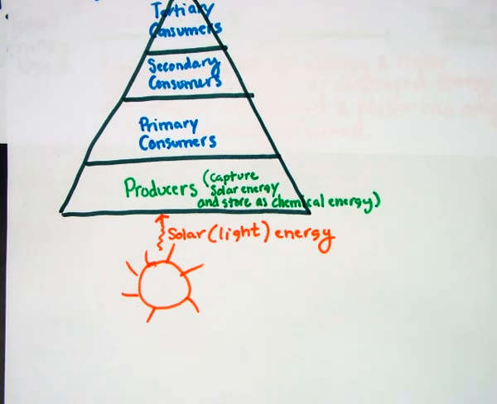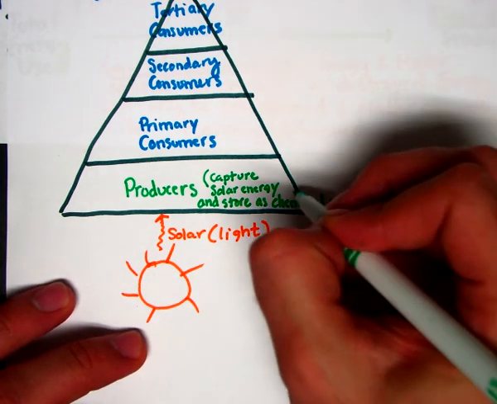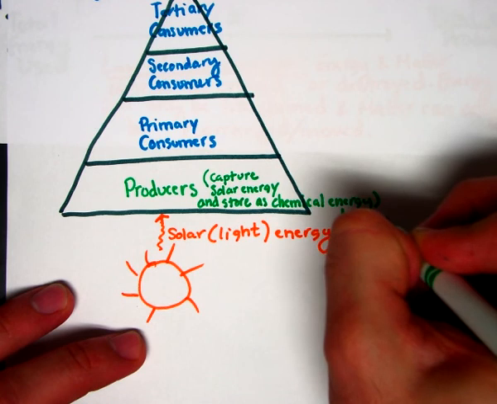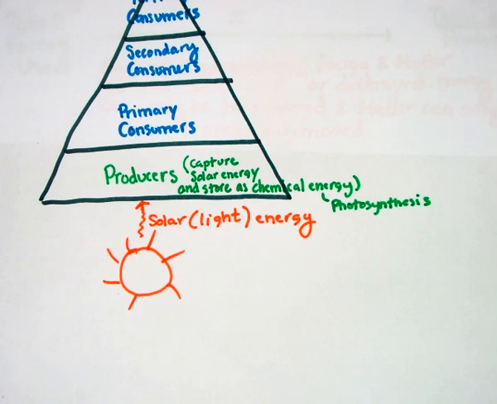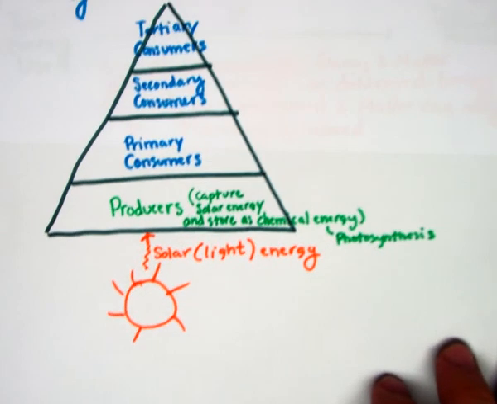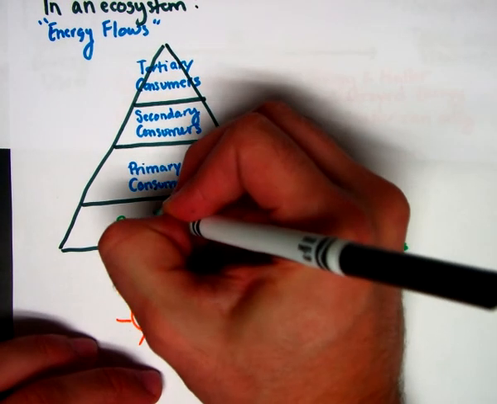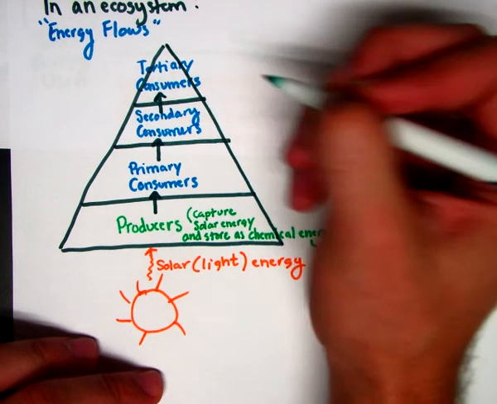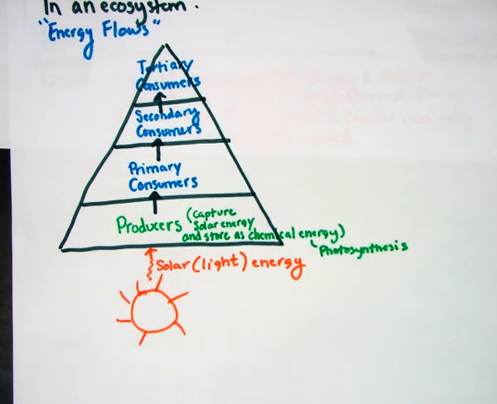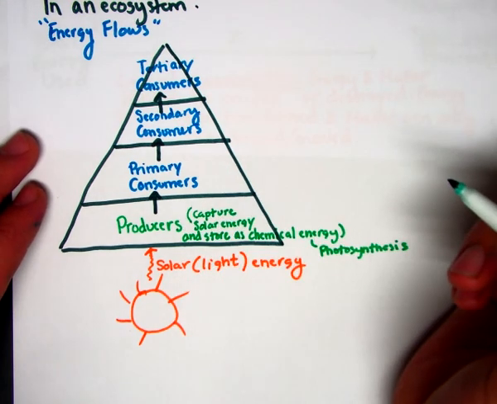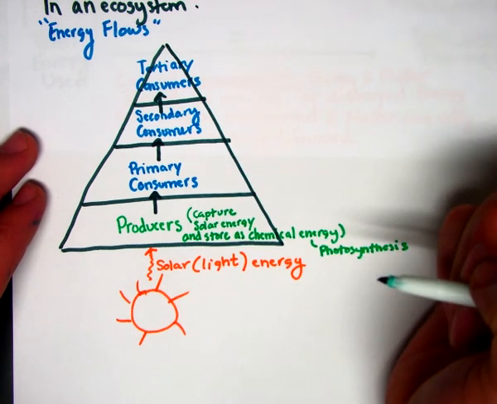Does anybody know what we call that process of capturing energy from the sun and storing it? Photosynthesis, right? So photosynthesis is the process by which producers capture solar energy and store it as chemical energy. Now, if you remember when we did our food webs from last unit, we drew arrows that indicated where the energy was flowing. As an animal eats producers, and secondary consumers eat the primary consumers, energy is passed to the next level as animals are eaten.